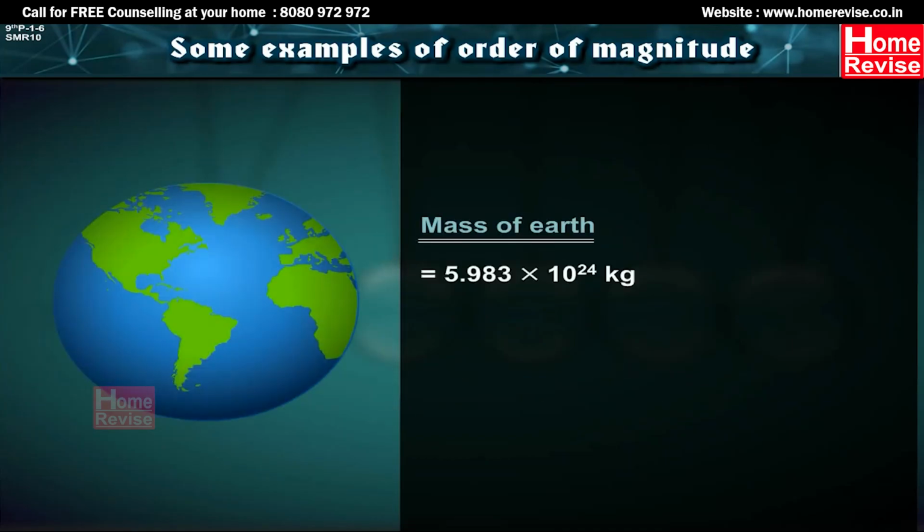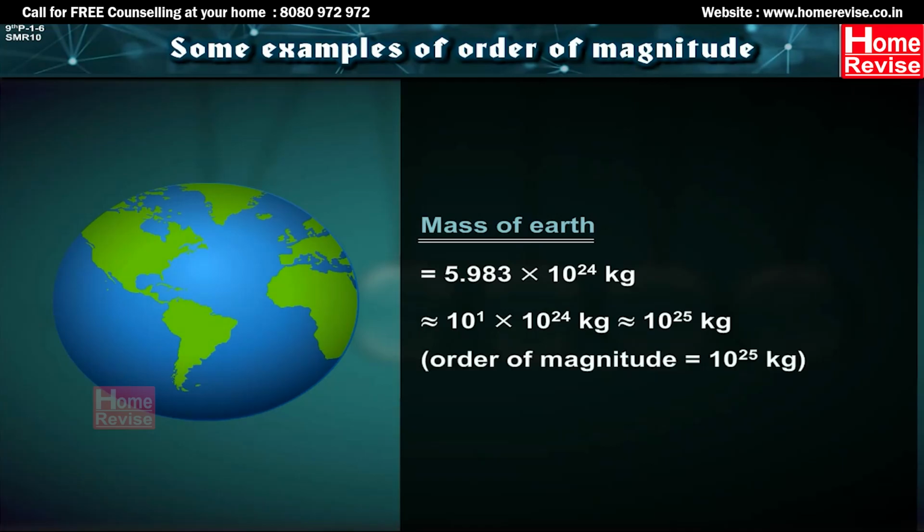Mass of Earth is equal to 5.983 into 10 raised to 24 kg, which is nearly equal to 10 raised to 1 into 10 raised to 24 kg, which is nearly equal to 10 raised to 25 kg. Order of magnitude is equal to 10 raised to 25 kg.